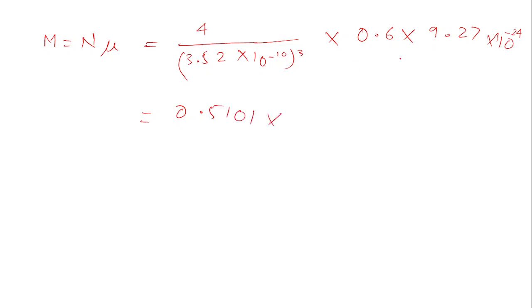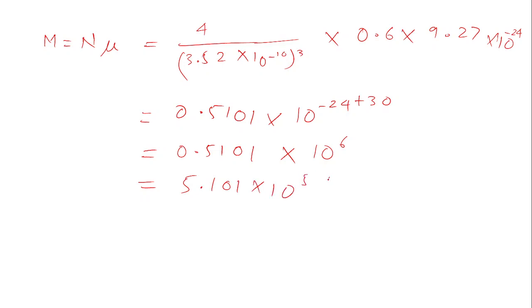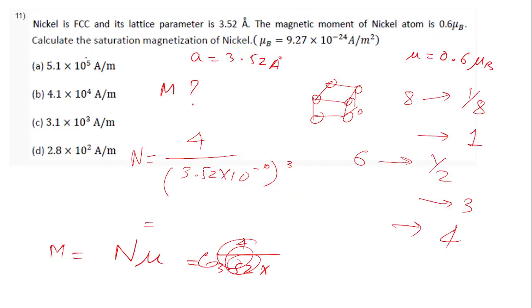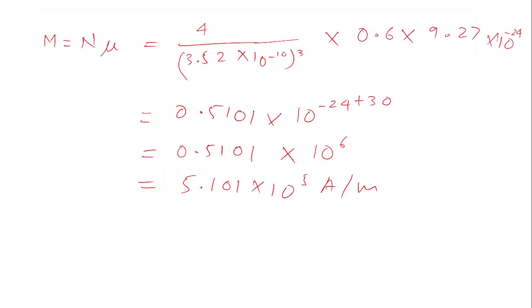This will be 0.5101, and the powers will be 10 to the power minus 24, and in the denominator we have 10 to the power minus 30. This becomes plus 30 in the numerator. 30 minus 24 means 10 to the power 6, and if I move the decimal point, it will be 5.101 times 10 to the power 5 ampere per meter, the SI unit of magnetization. The option that matches is option A.